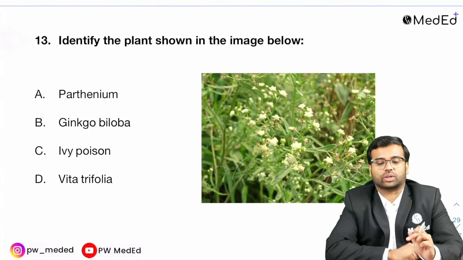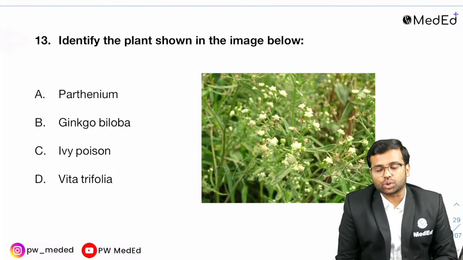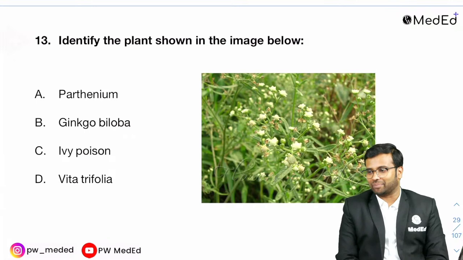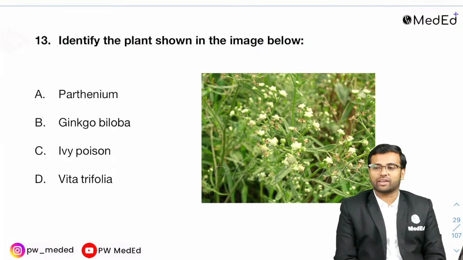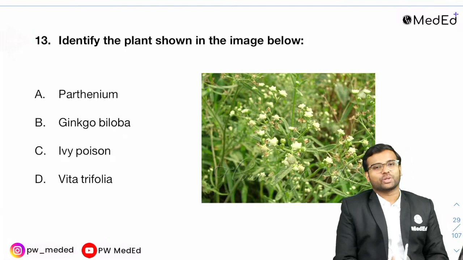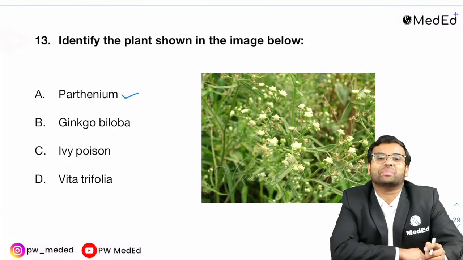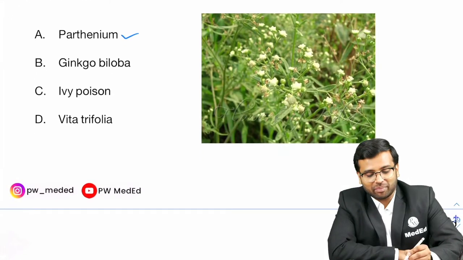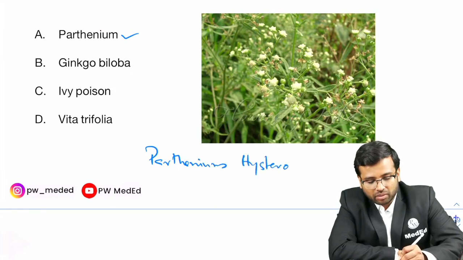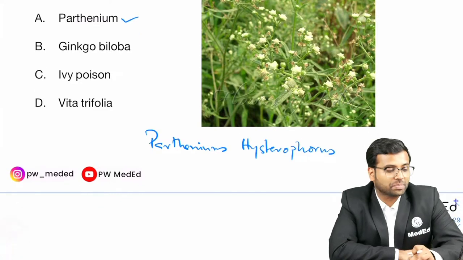So now let's move to the next one. Identify the plant that is shown in the image below. Now we are talking about dermatology, but all of a sudden we are talking about a plant. Why is this significant in dermatology? So is it Parthenium, is it Ginkgo biloba, is it poison ivy or Vitex trifolia? What is the right answer? So here the right answer is going to be Parthenium hysterophorus. Isn't it? So what is the name? It is going to be Parthenium hysterophorus.